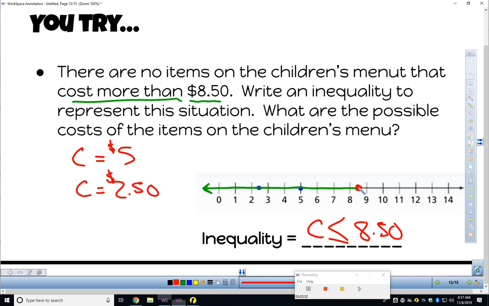Some possible costs: $5 is less than $8.50. So is $2.50. And so when I graph this, I draw from my closed-in circle, and I drew to the left with an arrow indicating that it would go on technically forever.